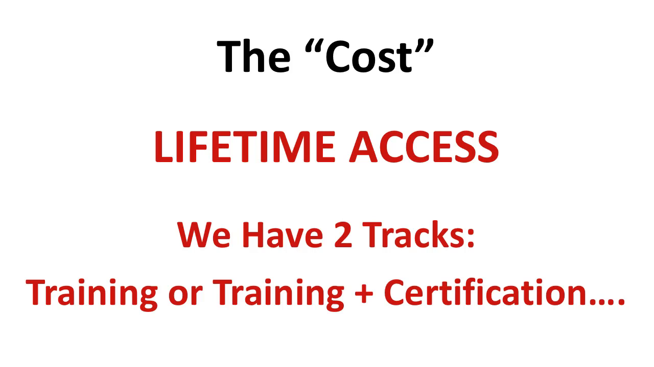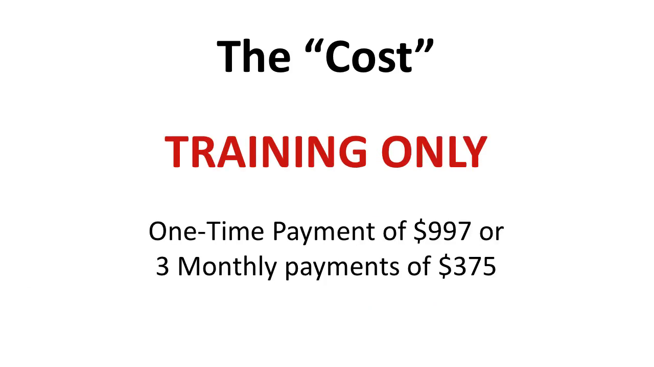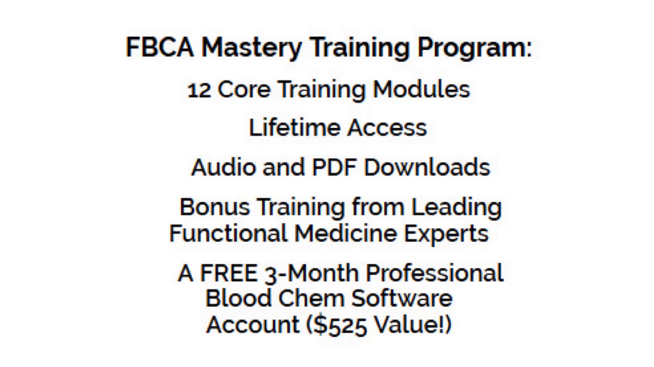Secondly, we've got 2 tracks. We have training, or training and certification. So let's talk a little bit about training only. If you're interested in the training only, then the cost is a one-time payment of $9.97 or 3 monthly payments of $3.75. As a reminder, here's what you get for that. You get access to the 12 training modules, you get lifetime access, you get audio and PDF downloads of every video handout and every audio from the training. You're also going to get bonus trainings from leading functional medicine experts. And finally, you're going to get a free 3-month professional blood chem software account.